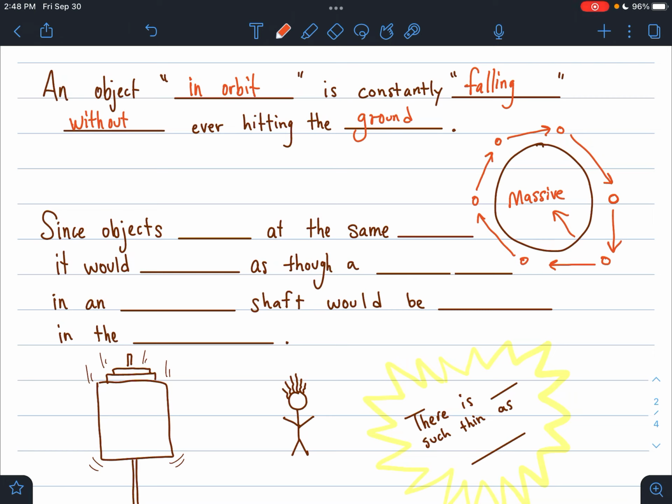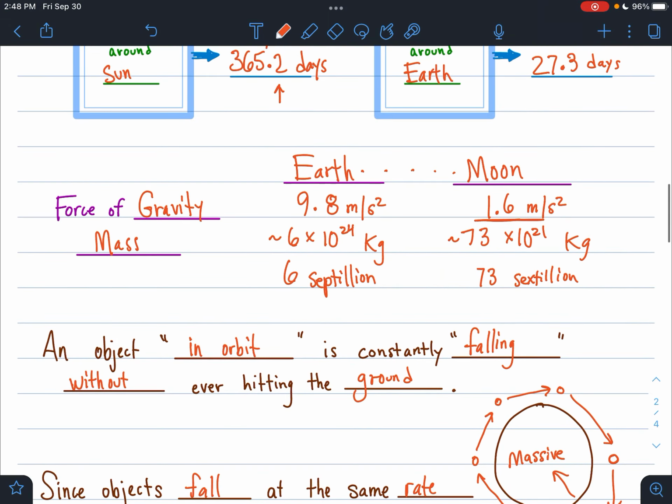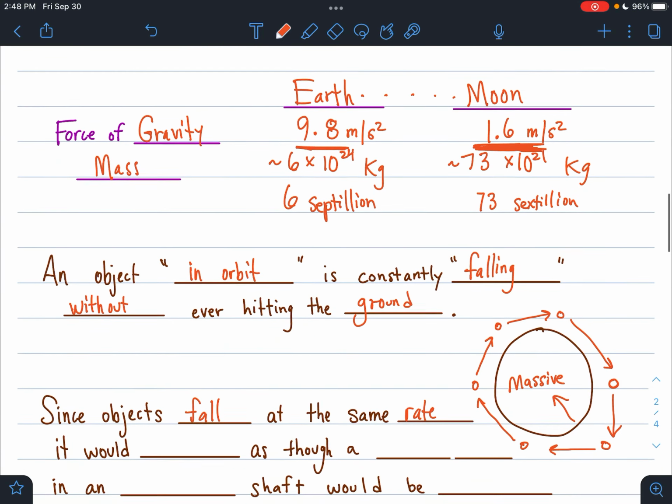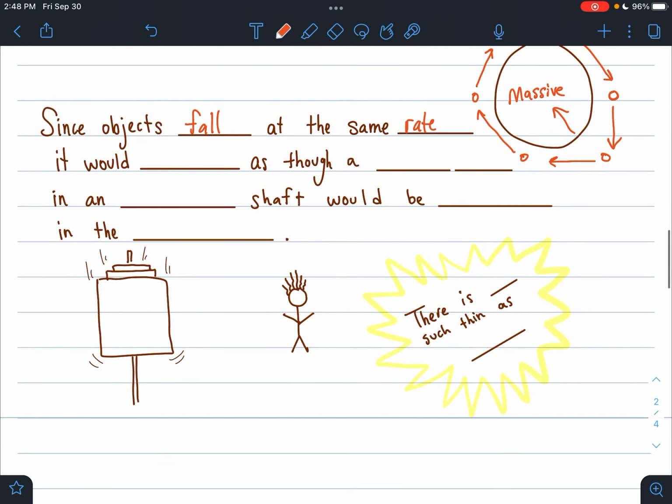Now you see that since objects fall at the same rate, meaning that if you were to drop a ping pong ball and a bowling ball here on Earth, they would both fall at the same rate and hit the ground at the same time. Now one would hit the ground harder than the other one, but they fall at the same rate in the same amount of time. The same thing would be true on the moon. They wouldn't fall as fast though because there's not as much gravity on the moon as there is on Earth. But they would still fall at the same rate. They would hit the ground at the same time.